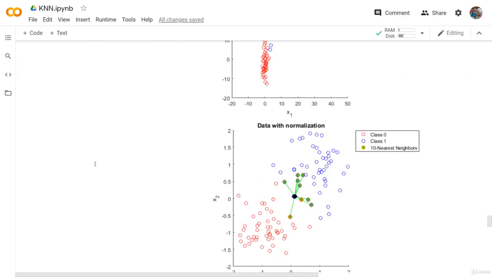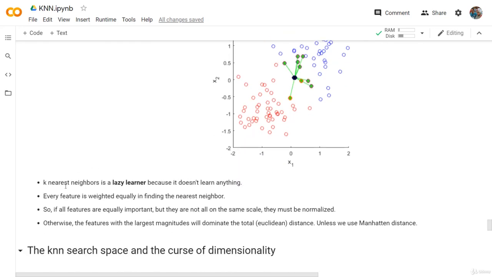Now, in addition to what we have seen in the Stack Overflow question, you need to understand that k nearest neighbors is a lazy learner, right? What do we mean exactly by a lazy learner? It doesn't really learn anything, right? It's not like linear regression when we are learning parameters. It's a non-parametric model, so it's a lazy learner. So every feature is weighted equally in finding the nearest neighbor.